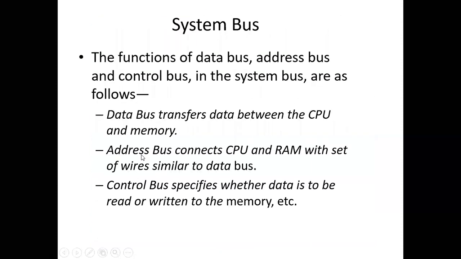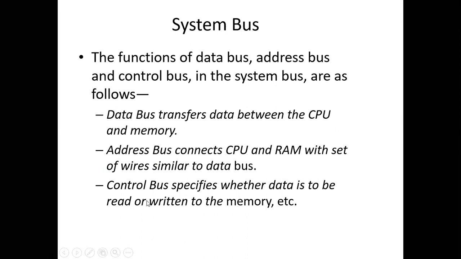So the data bus transfers the data between the CPU and the memory. The address bus, remember when we were talking about the registers, we did talk about the memory address register and the program counter. Now, when the computer is working, it needs to know where a particular instruction is. So details to do with the address of the data, the address of the next instruction, for example, will be carried via the address bus.